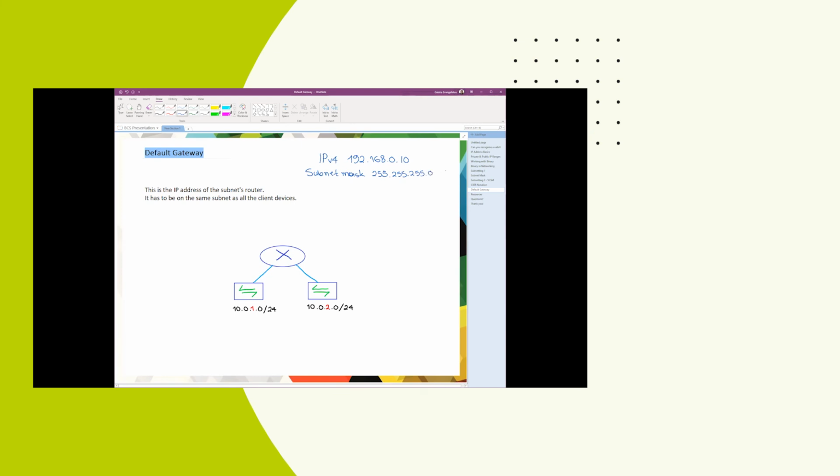255.255.255.0. And again, as we said before, this is a /24 network, but our network cards need it in this form. The third piece of information is the default gateway. We're going to talk about this now. What is the default gateway?